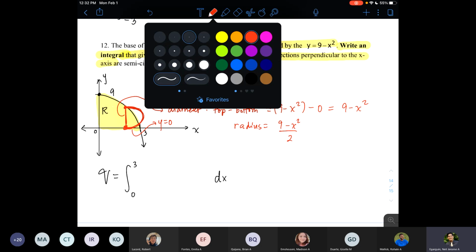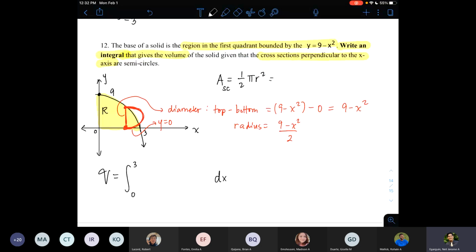Okay. Then I'll simply plug that into the formula for the area of a semicircle. It's going to be 1/2 pi times the radius, so 9 minus x squared all over 2, quantity squared. Then let me simplify a bit. This would be pi over 8 times 9 minus x squared quantity squared. So that's the area of the semicircle.